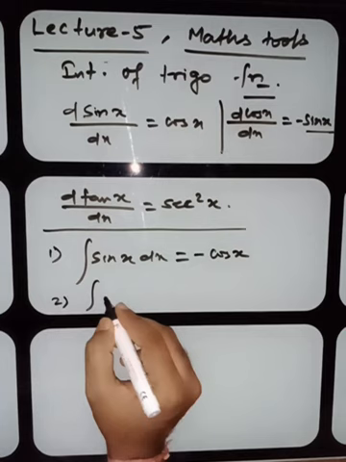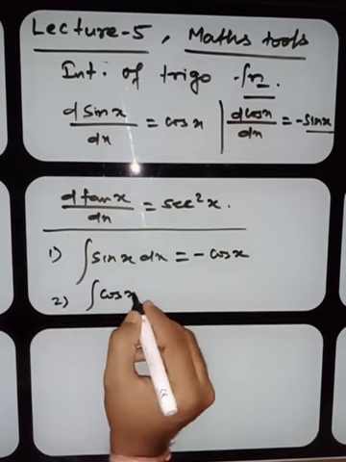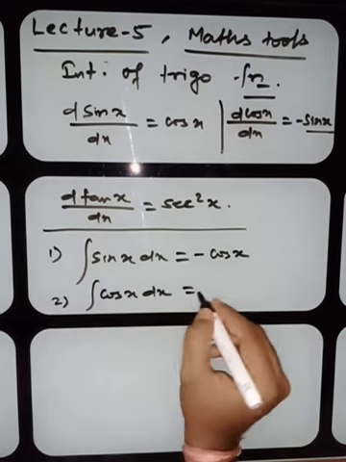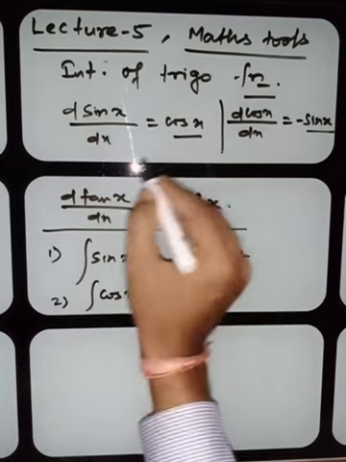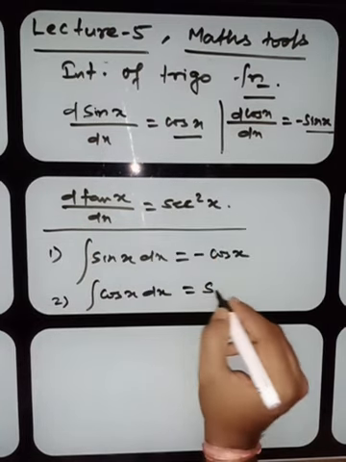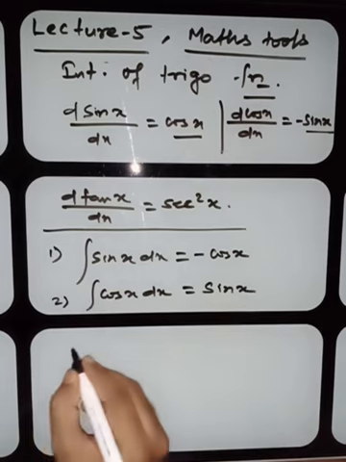Second formula: integration of cos x dx. You can find the answer by recalling that the derivative of sine x is cos x, so the answer is sine x.